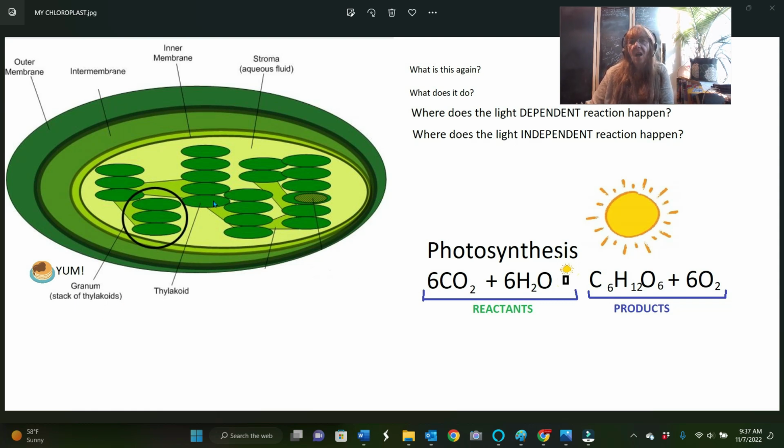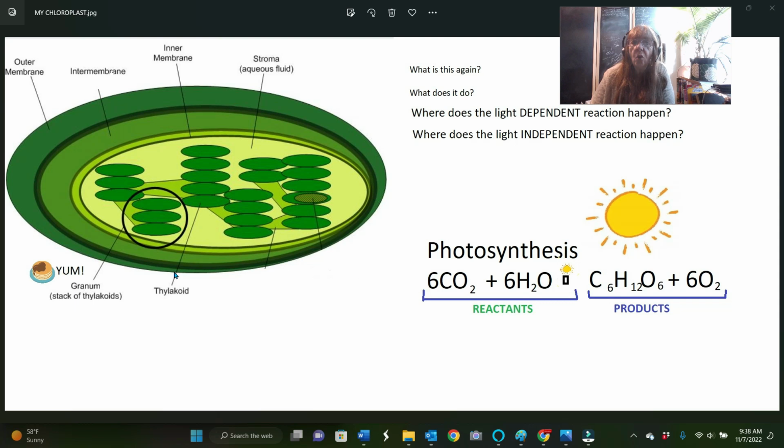So thylakoids are where the light-dependent reaction happens, in the granum, in the thylakoids. Also, in the inner membrane of the actual thylakoid itself, that's where you're going to find the different pigments called chlorophyll. Like fill, pigments, color, fill color, chlorophyll. Okay, so that's where they collect the light, and they use that and change it and make it into energy.